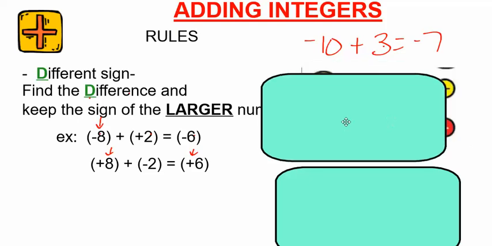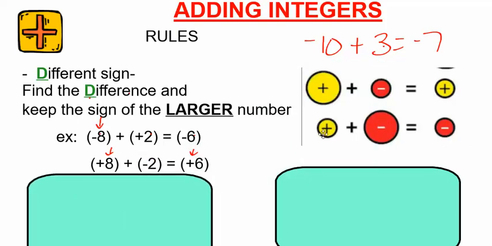Let's see what this is. So this is just a visual representation. If you have different signs, if you have more positive numbers, your answer is going to be positive. But if I have more negative numbers, my answer would be negative.